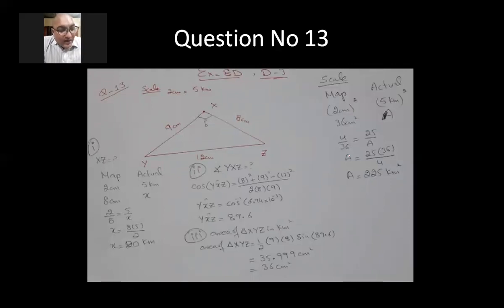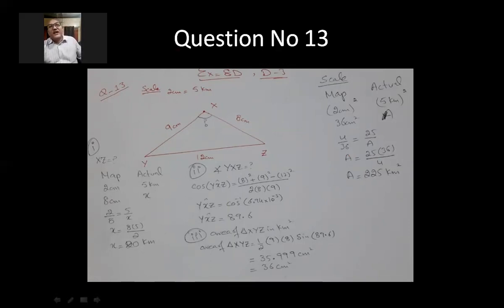So he says, on a map, question number 13, I am reading: on a map whose scale is 2 centimeter to 5 kilometer. So if something on the map is 2 centimeter, in actual it will be 5 kilometer. A form is shown as a triangle XYZ, given that XY is 9 centimeter, YZ is 12 centimeter, and XZ is 8 centimeter. Find the length in kilometer which is represented by the XZ.